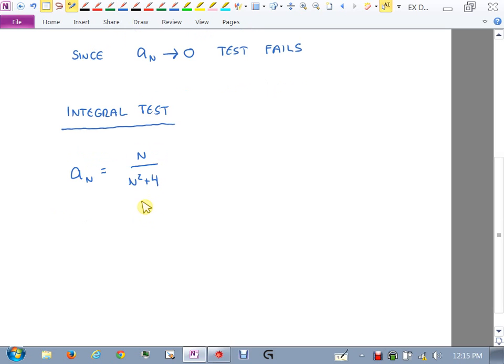Is this a positive sequence? I have to check these things. Is a sub n positive? Well, let's check. Do you agree that n over n squared plus 4 is greater than 0? Yes, I could verify it by multiplying both sides of this inequality by n squared plus 4, couldn't I? If I multiply both sides by n squared plus 4, that's the same as saying that n is greater than 0. Now, n is greater than 0 because I'm talking about a sequence, and we've always said n is going to start at 1 and go on from there, right? So that is true. I'm happy with that. I do have a positive sequence.